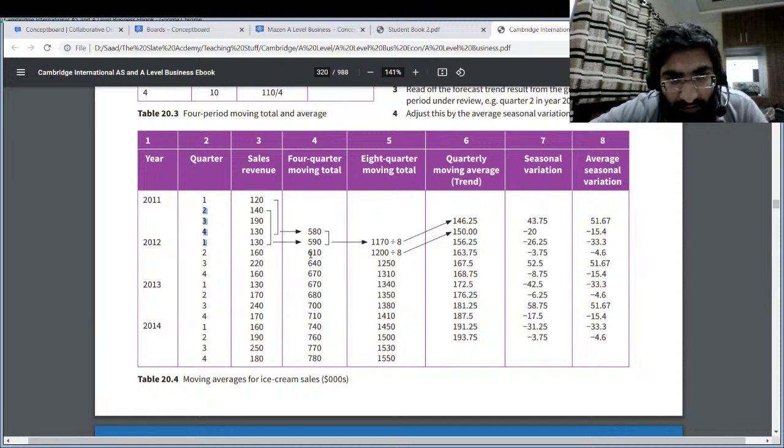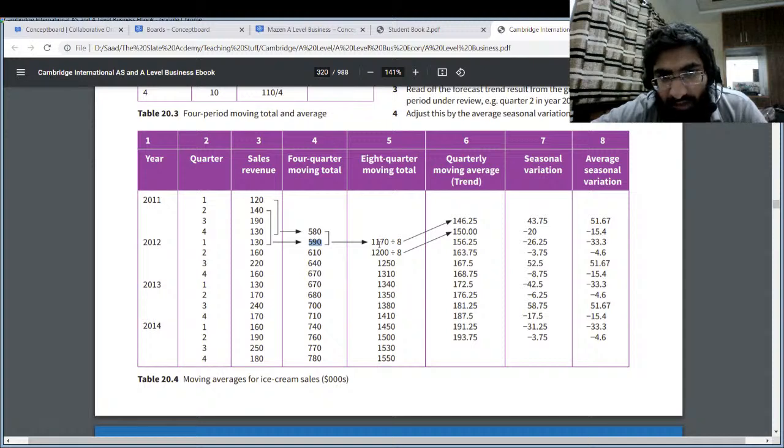So for this third one, I will miss both this 1 and 2. I will instead do 3, 4, 1, and 2, and so on. This way I got this for the first 4 quarters and this for the next 4 quarters. And if I add these two, I will get 8 quarters total.